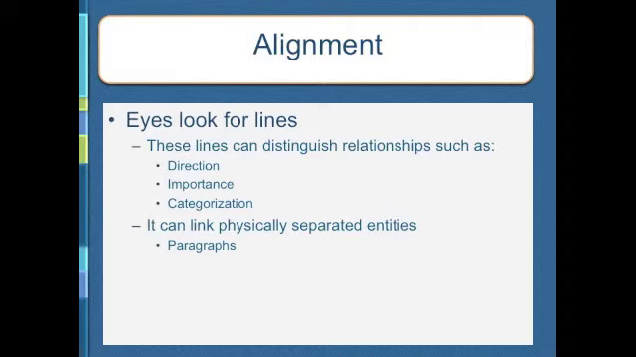Let's talk about the A. A stands for alignment here. So basically what alignment tells us is, essentially, we look for lines in whatever we're looking at visually. These lines can help us to determine relationships between both like and unlike objects and symbols and forms. They can help us distinguish direction, importance, categorization, and it can even help us link physically separate paragraphs when we're reading a piece of text.